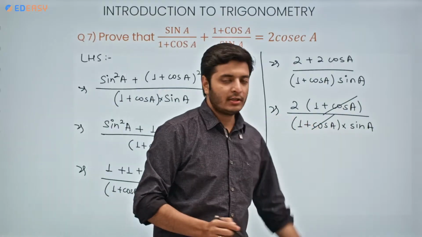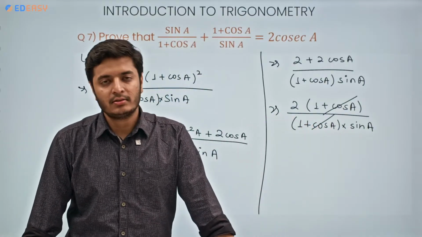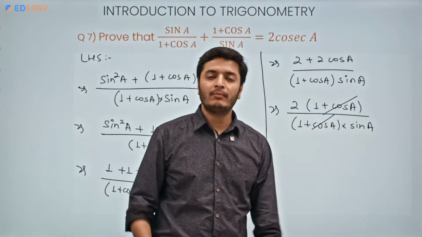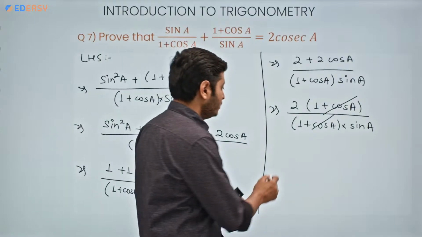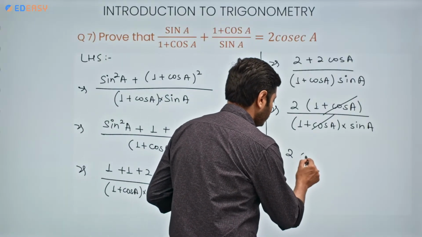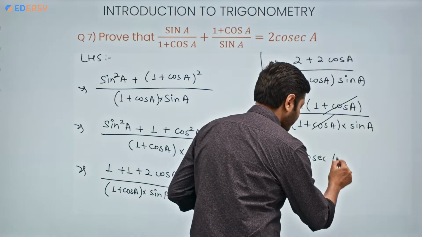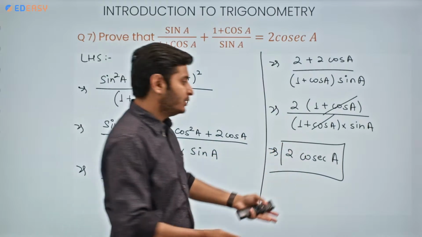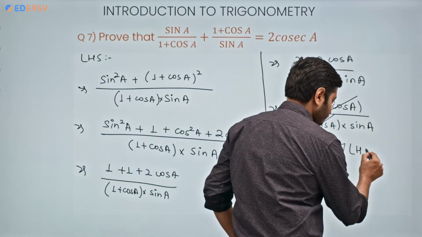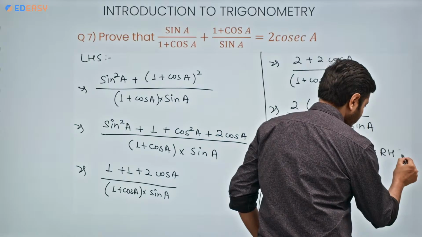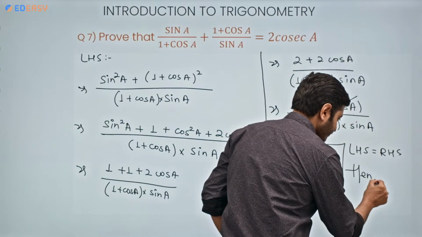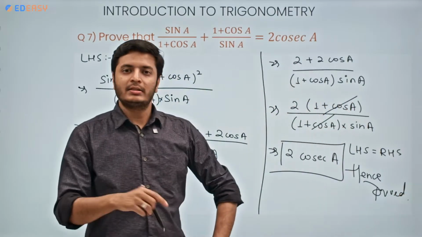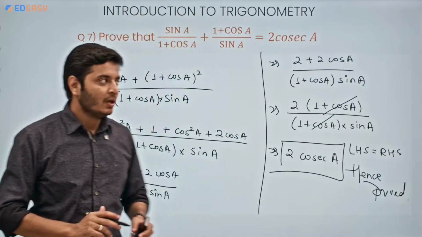Also, we know the relationship: cosecant theta is always equal to 1 by sine theta. Here we are having 1 by sine A, so it will become cosecant A. So 2 into cosecant A. This is your LHS, this is your RHS, they are equal. Hence proved. This is how you can prove this one.